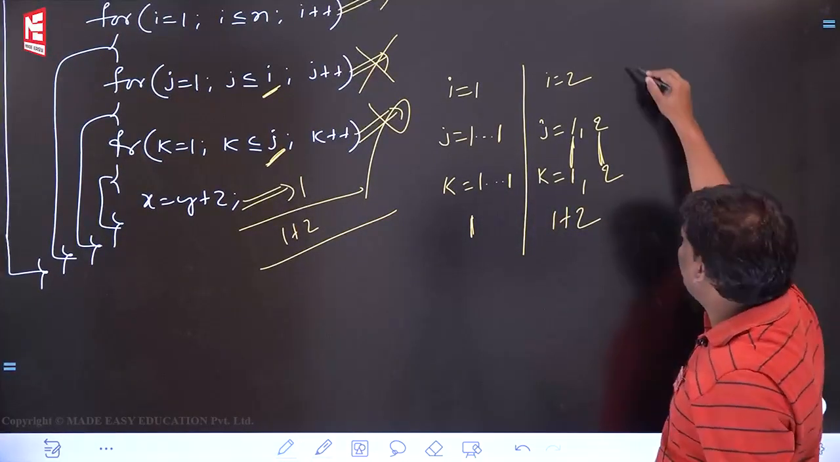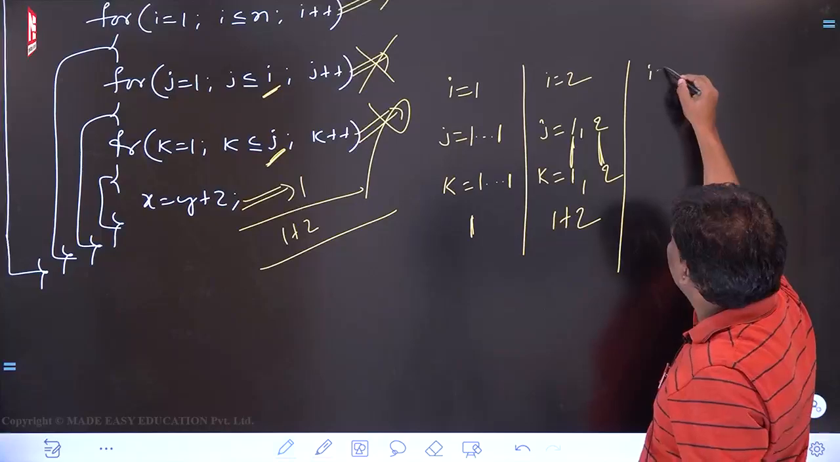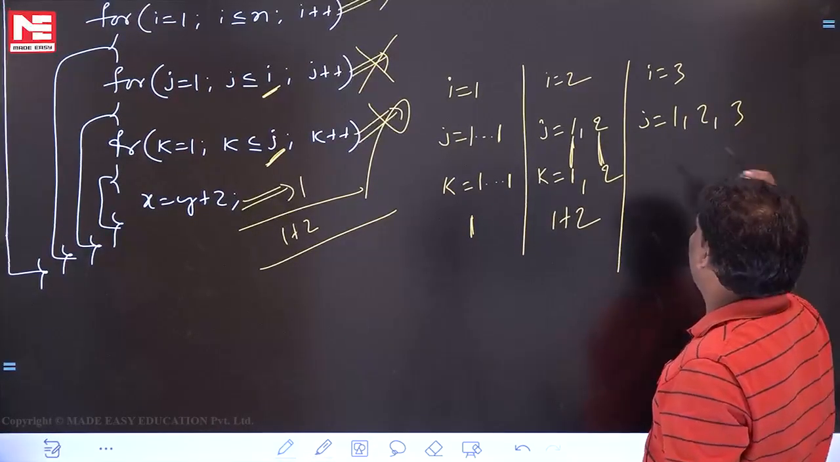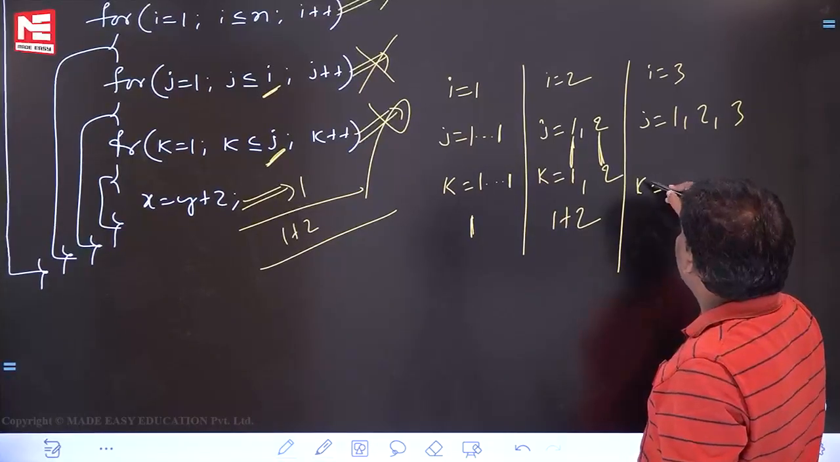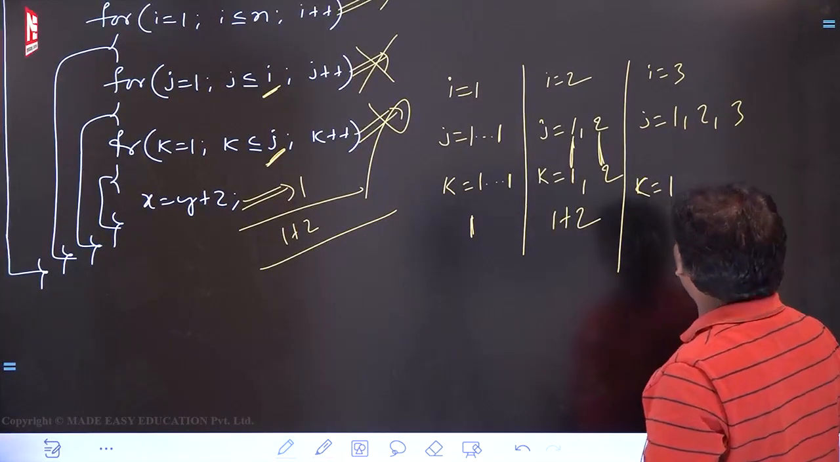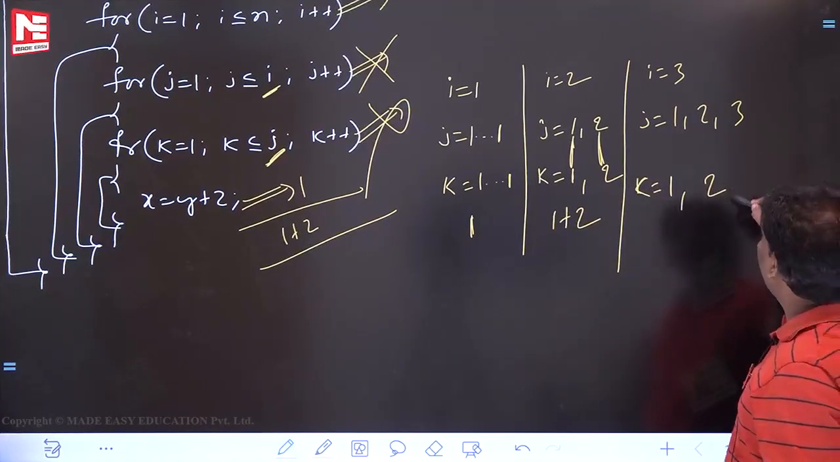Next one, so those people who are having small doubt, also see this one once again. I value 3, J loop, what is the answer? 1 also, 2 also, 3 also. What about the K loop? What is the answer? The K loop is going to be, first time J value 1, K loop is 1 time. J value 2, K loop is 2 times. J value 3, K loop is 3 times.